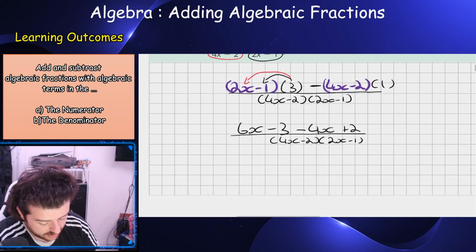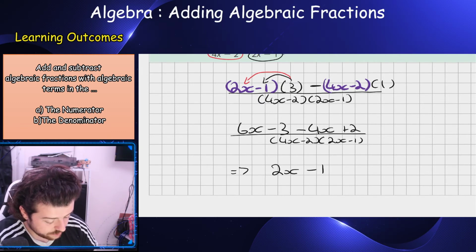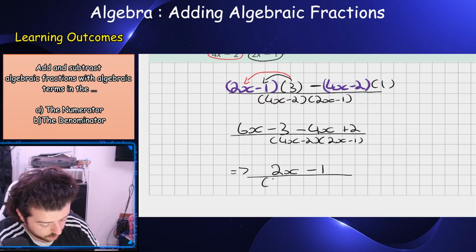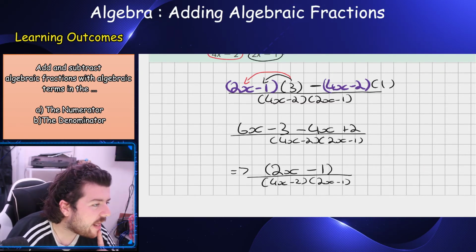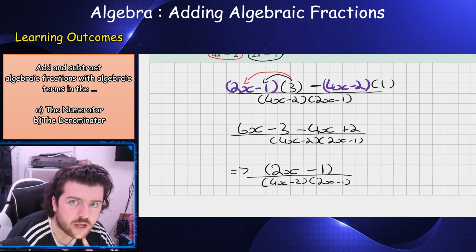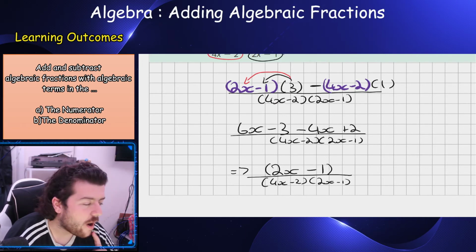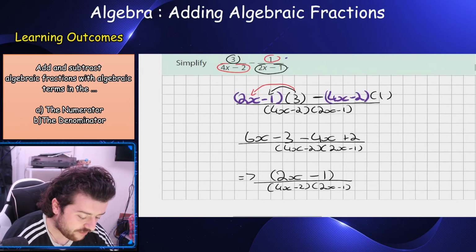Now I simplify and gather my terms. So 6x minus 4x is 2x. Minus 3 plus 2 is minus 1. And that's going to be all over 4x minus 2 times 2x minus 1. Now, do you notice anything peculiar or anything to note with my final answer here?